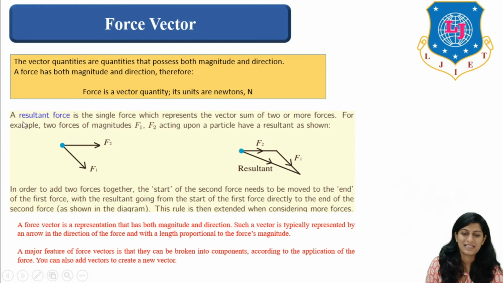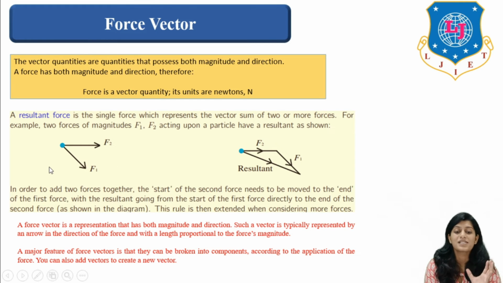Now let's take one example here. So this is my dot point, the starting point, and there are two forces emerging from this point. One force is F2 and another force is F1. A resultant force is the single force which represents the vector sum of two or more forces, right? So for example, these are F1 and F2. How can we represent the resultant force over here? This is the condition which we can use: if we join F1 and F2, it will represent the resultant force occurring due to both forces.